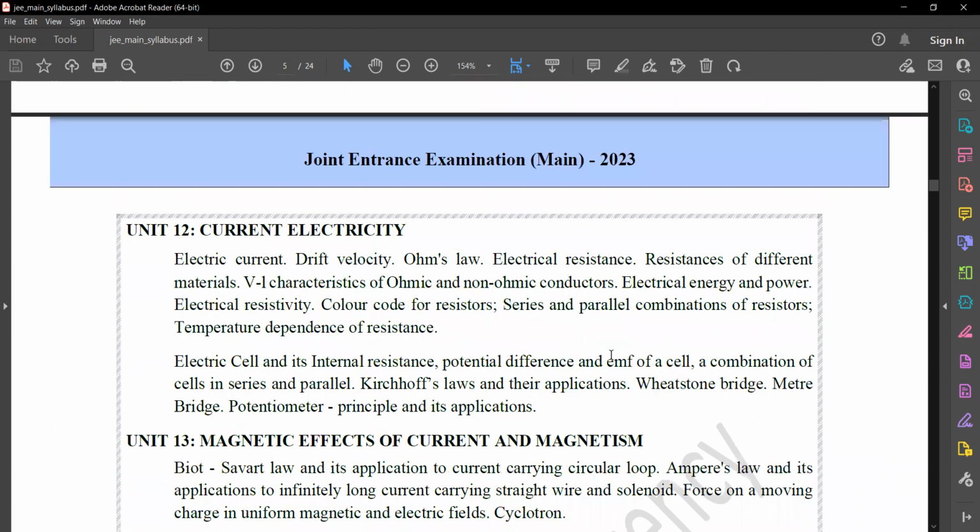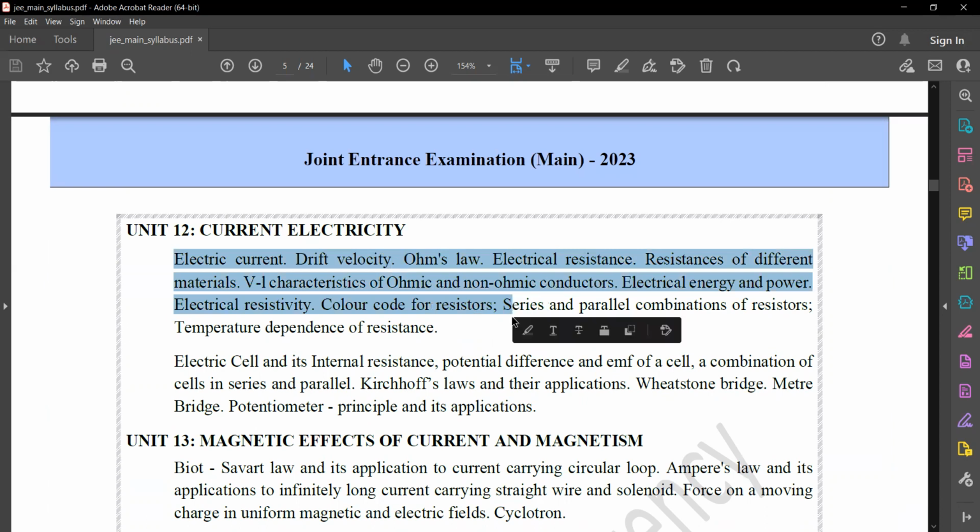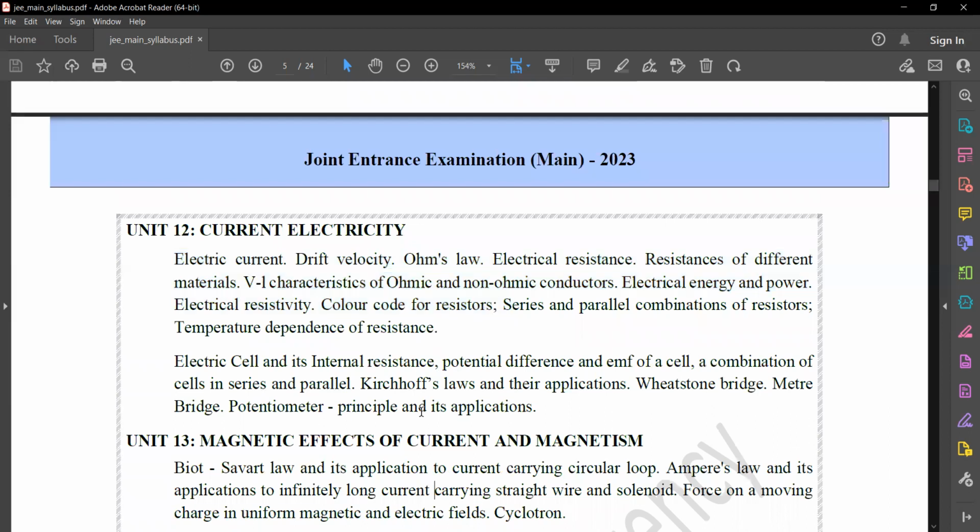Current electricity is the third chapter of your NCERT book. Electric current, drift velocity, a very important concept. Color code of resistor, series and parallel combination of resistors. Electric cell, internal resistance, Kirchhoff's laws and applications, Wheatstone bridge, meter bridge, potentiometer, principle and need, application. Potentiometer is reduced in the CBSE syllabus, so you have to read this.